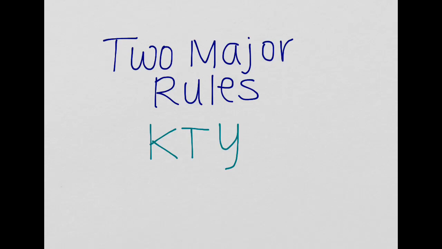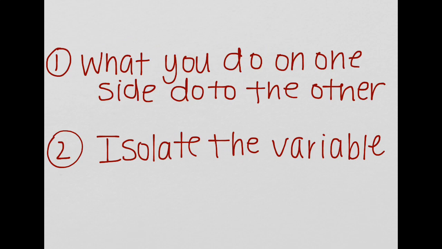Believe it or not, in all of algebra, there's only two major rules. So today we'll take a look at those two major rules. Let's get started. The first rule is what you do on one side, do to the other. And the second rule is isolate the variable. Now let's look at some examples of what the first rule means.